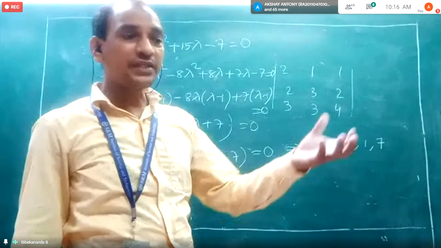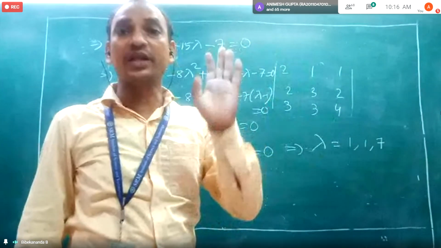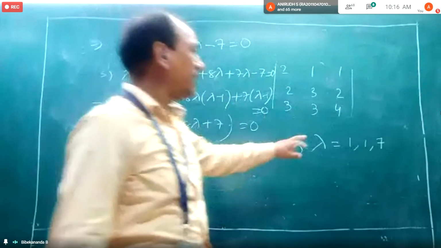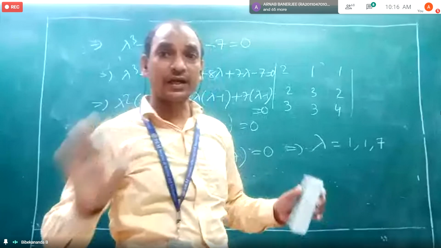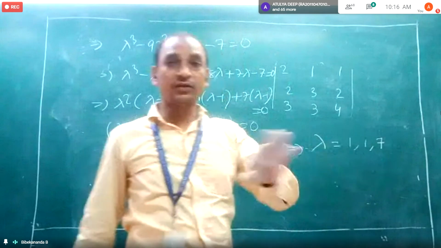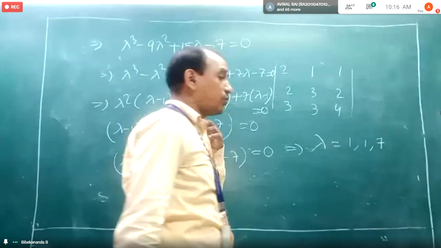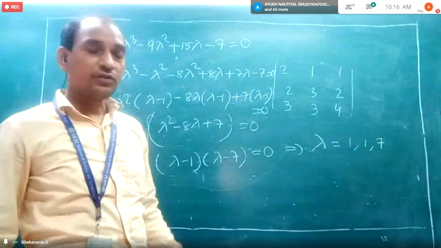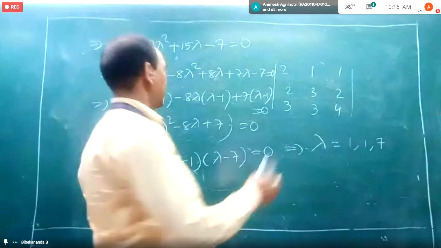Same means eigenvector will be same. But we have 3 eigenvalues, so we need at least 3 eigenvectors. If we have 3 eigenvalues and we are finding 2 eigenvectors, then that is not the correct thing. So here 3 eigenvalues, we need to find 3 eigenvectors. So for lambda equal to 7, we don't have any problem. So let us find for lambda equal to 7, and we will think about lambda equal to 1 and 1 later.